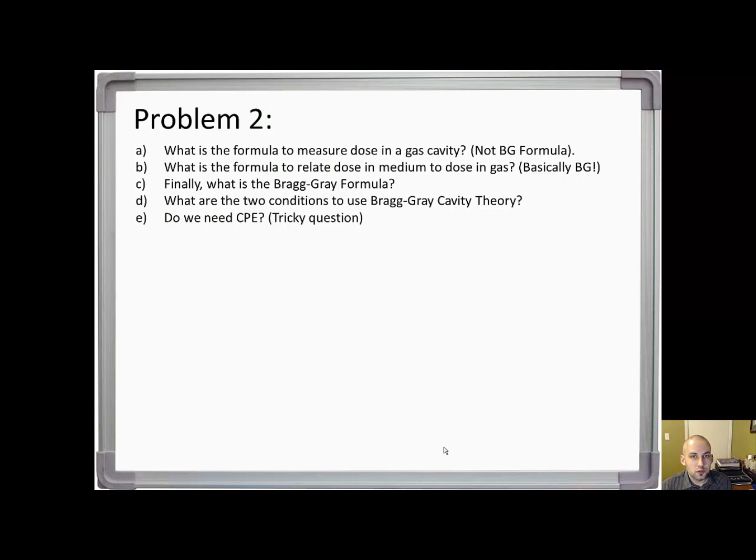Okay, so moving on to problem 2. What is the formula to measure dose in a gas cavity? Not the Bragg-Gray formula, not yet. So the formula to measure dose in a gas cavity is the charge measured over the mass of the gas, which is m, multiplied by W over e, which is the average energy to produce an ion pair in gas, in this case.